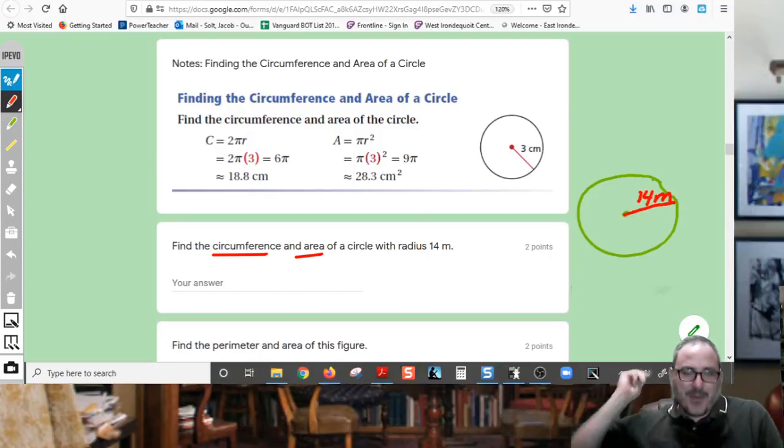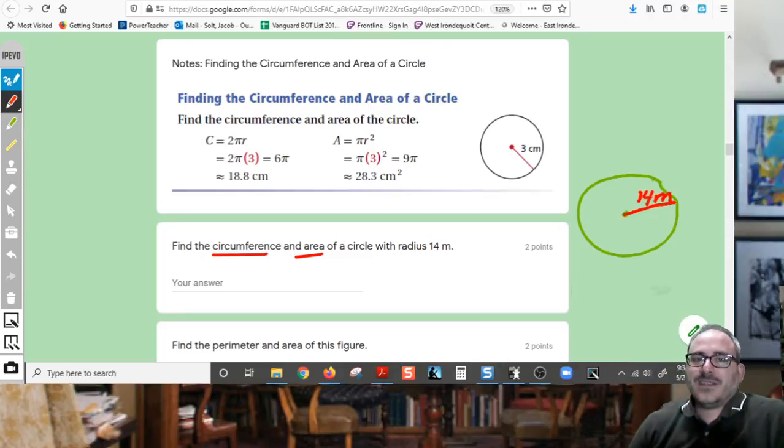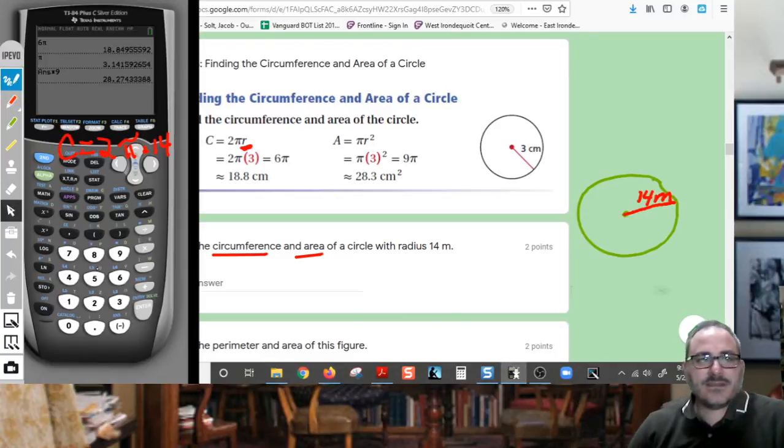Great. You paused and you tried it, right? I sure hope so. All right, it's real easy because I have this example right over here. The circumference is going to be 2 times pi times 14, because the radius, in my case, is 14. So 2 times pi times 14. Let me go to my calculator because I can't do that in my head.